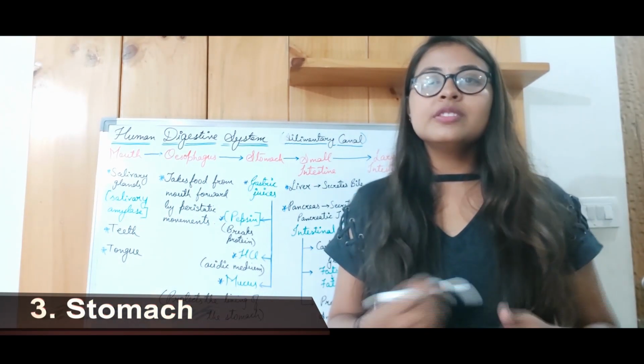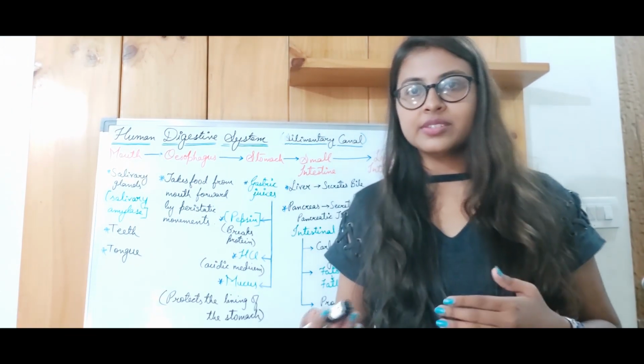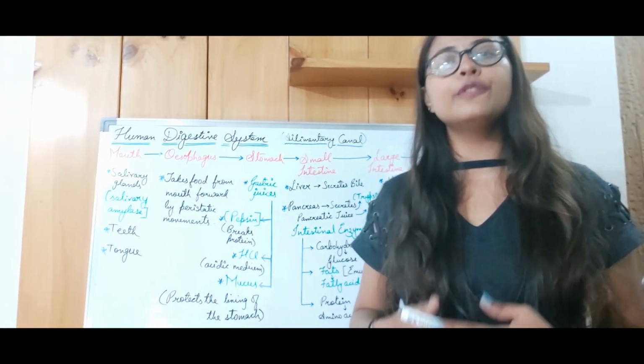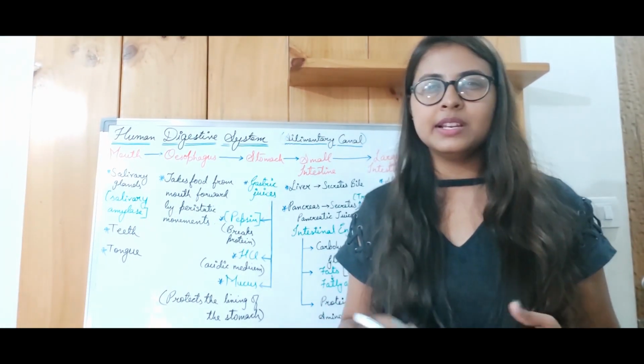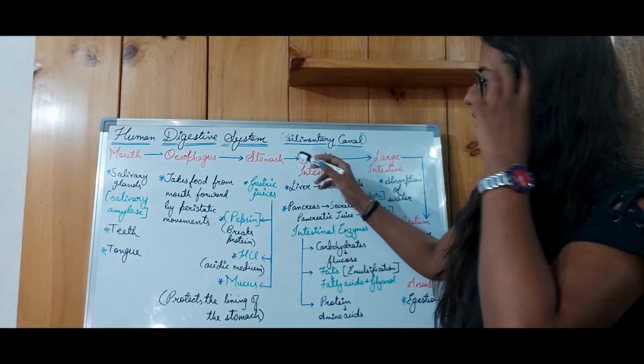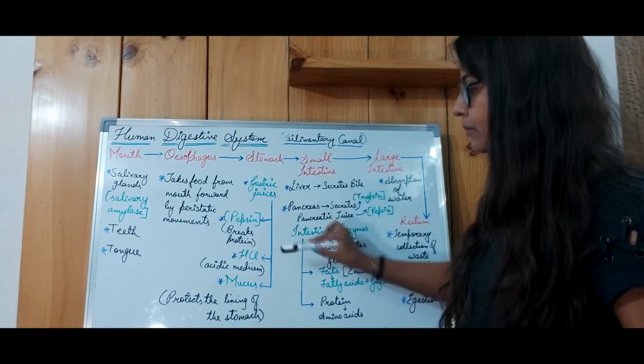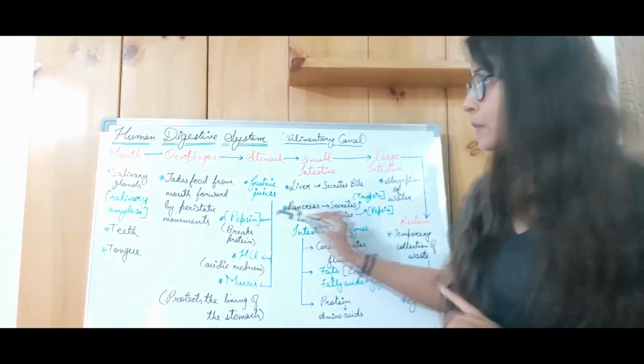The food gets churned in the stomach for about 3 to 4 hours. All the juices get thoroughly mixed here. That is the reason that we feel full after we have a heavy meal like a lunch or dinner. Fine. The stomach consists of gastric juices. Gastric juices consist of three main juices. The first one is pepsin.